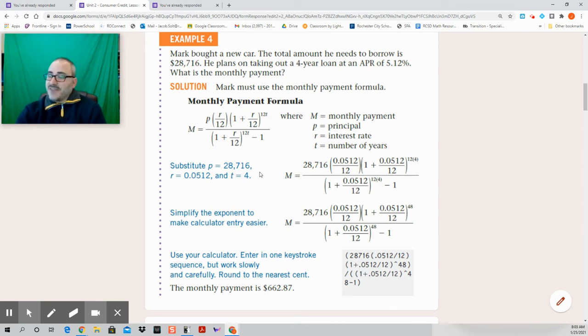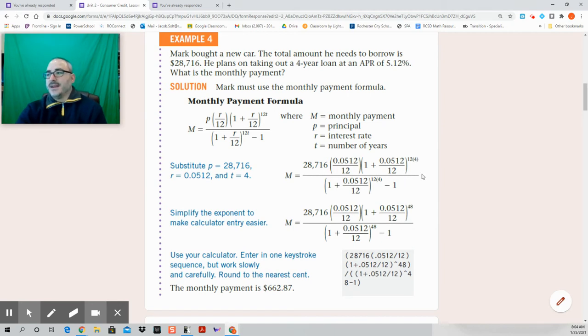Now that I have my variables, I have to plug all of them into this formula, and here's what that looks like. P becomes $28,716, the principal. Then I need R divided by 12, that's my rate divided by 12: 0.0512 divided by 12. And then R has to go in here, where it's 1 plus R divided by 12 again: 1 plus 0.0512 divided by 12. That's 1 plus my rate divided by 12, raised to 12 times T. Well, T is 4, so 12 times 4.